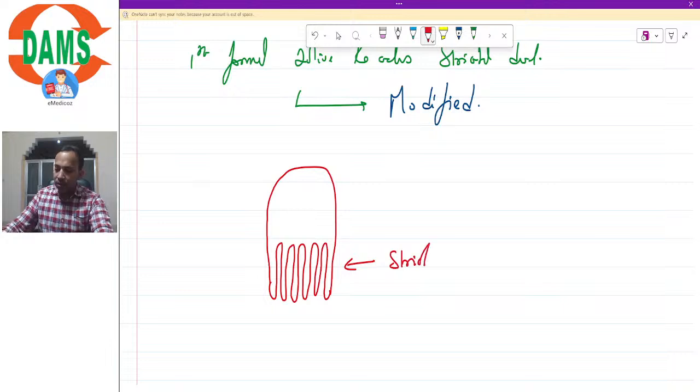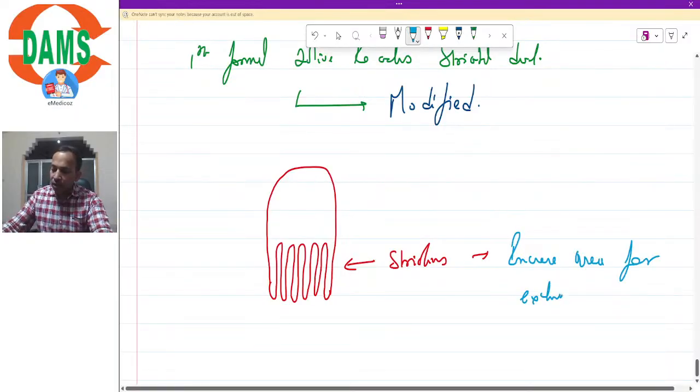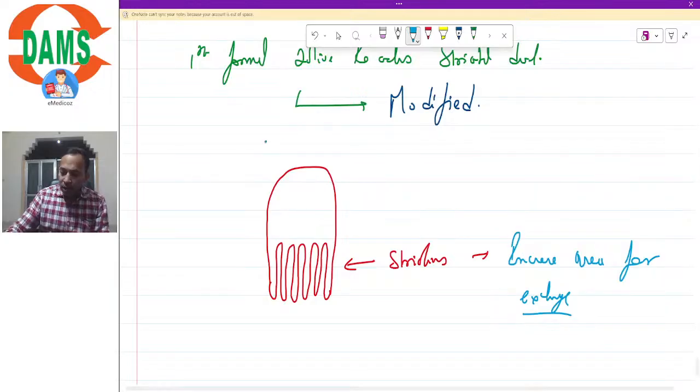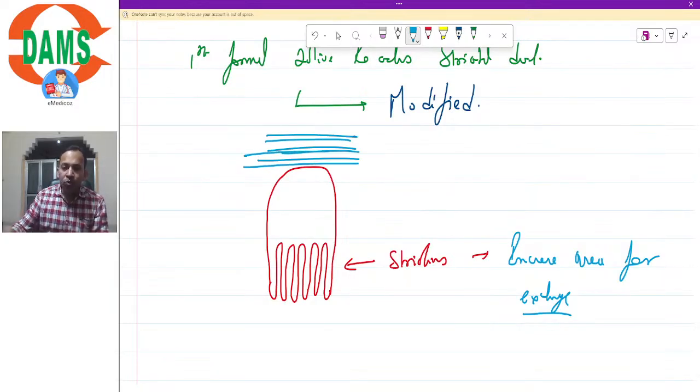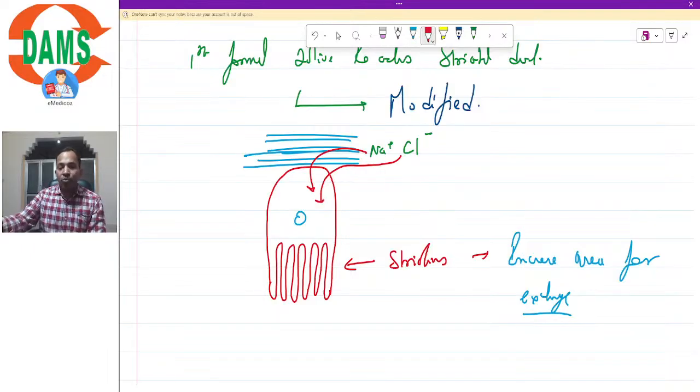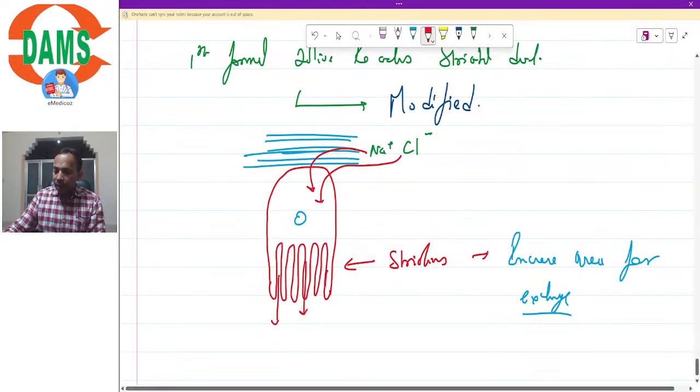Basically, these striations increase the surface area of the cell for exchange, isn't it? Now the first formed saliva is flowing through the striated duct. So what happens when the saliva passes through it? This first formed saliva is rich in sodium and chloride. So what the striated duct cells do is reabsorb sodium and chloride, and they put it back into the bloodstream, right?